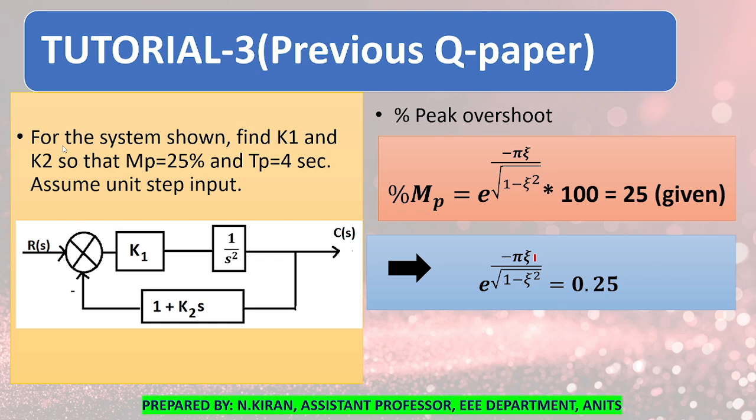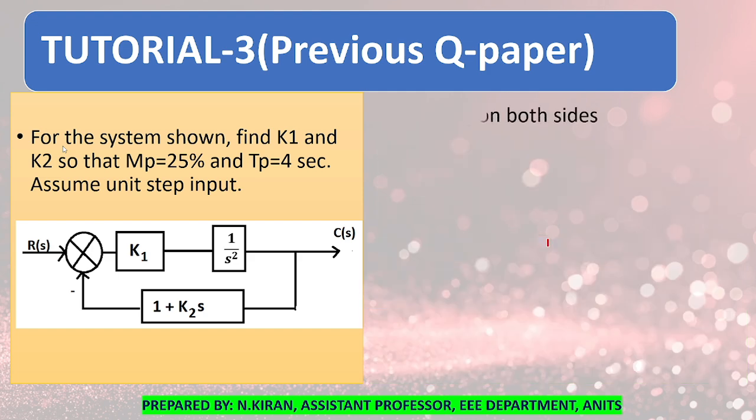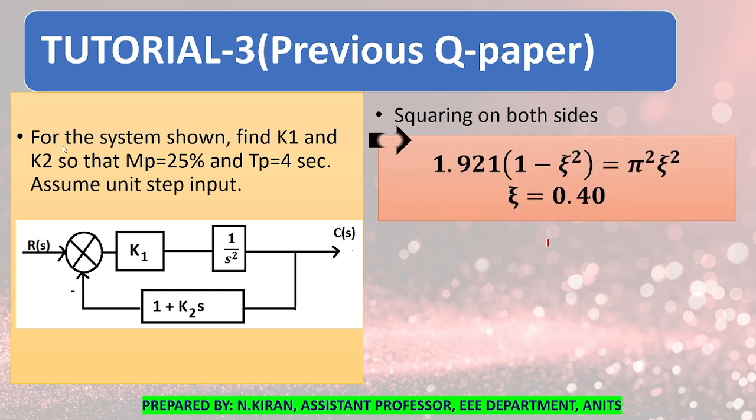So since I need only this expression, when I apply natural logarithms on both sides, that will give me minus pi zeta by root over 1 minus zeta square as log 0.25, which will give me minus 1.38. So cross multiplying and squaring on both sides, that will give me the value of zeta as 0.40.